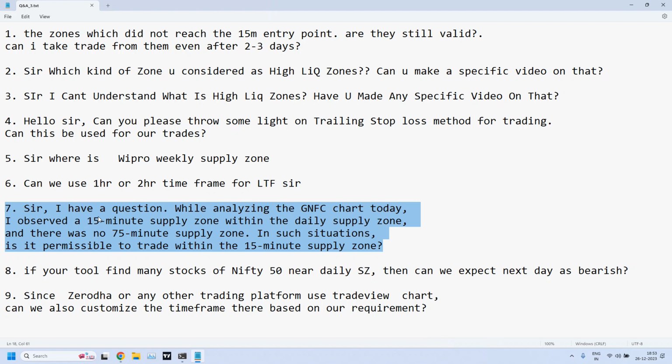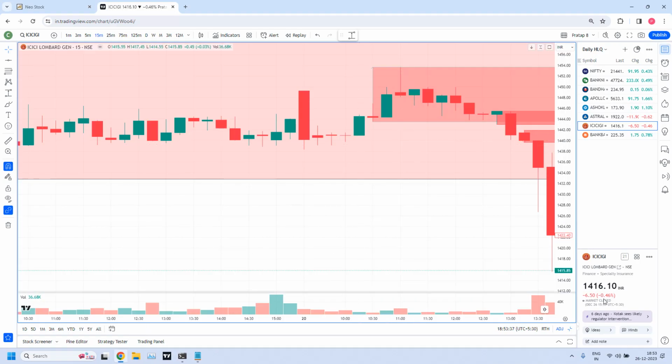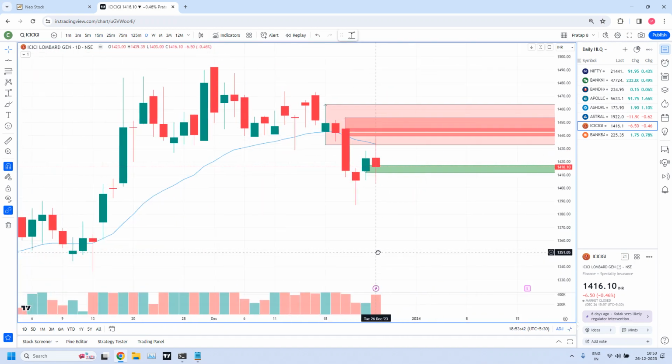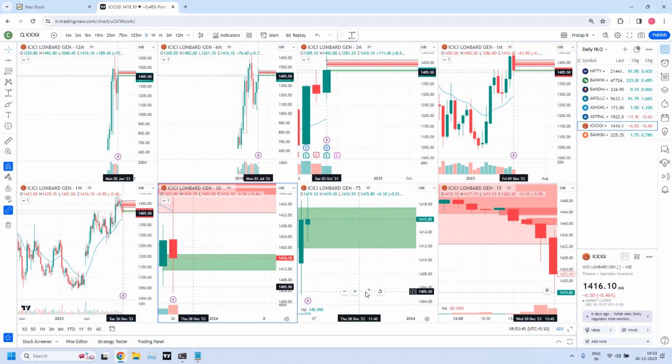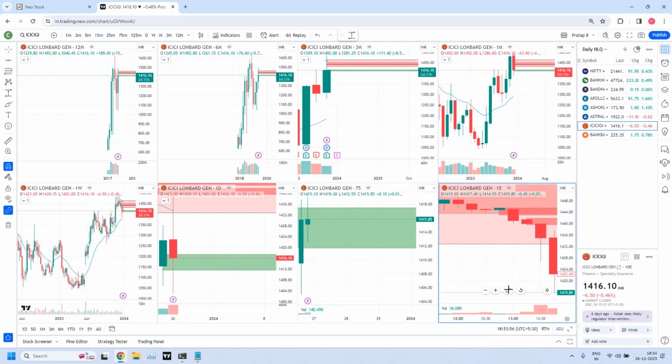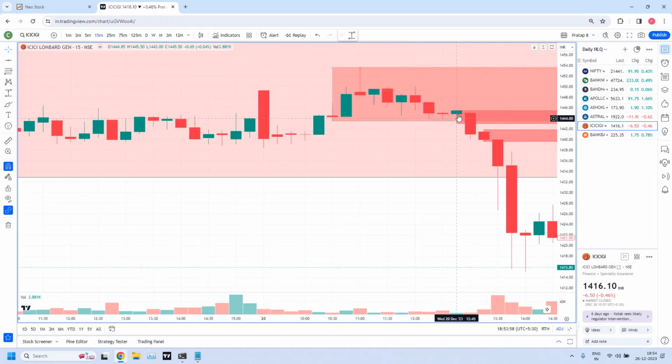So what is his question? The 15-minute zone is in confluence with the daily zone, but not in confluence with the 75-minute zone, which is in confluence with daily. Look here, I will show you the zone confluence example clearly. Here we have a daily supply zone. Inside the daily supply zone, we have a 75-minute supply zone. This is called zone confluence. Again, within this 75 minutes, we have a 15-minute zone.